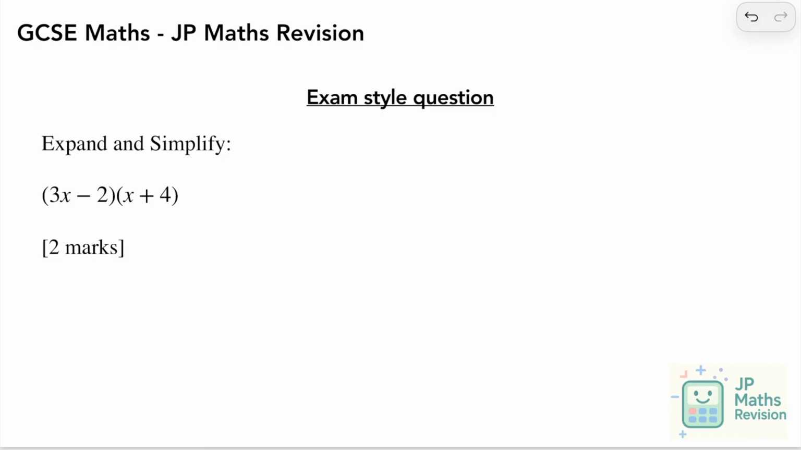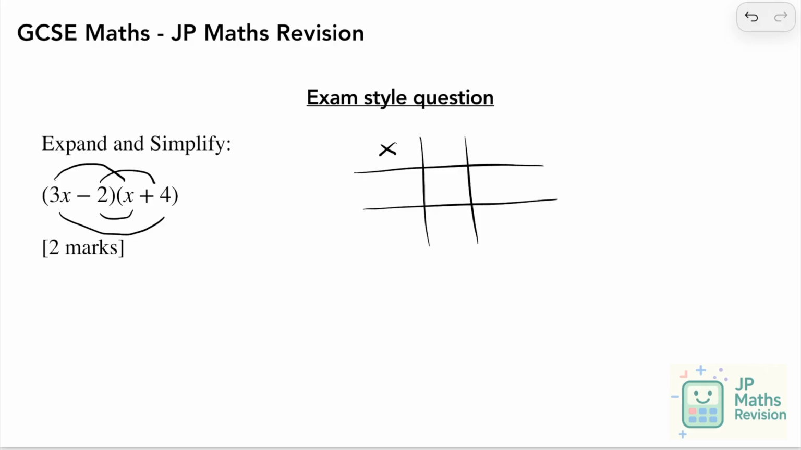So here's an exam style question on this topic. We could just get asked to expand and simplify 3x minus 2 times x plus 4. This could come up on a higher or a foundation tier question. So they're quite easy marks to get if you know the method. I'm going to use the FOIL method. In general, I would say it's better to use the FOIL method because the more practice you do, you might not need to keep doing these arrows. So it's a bit quicker and a bit easier. But if you really struggle with the FOIL method, it's absolutely fine to do the table.